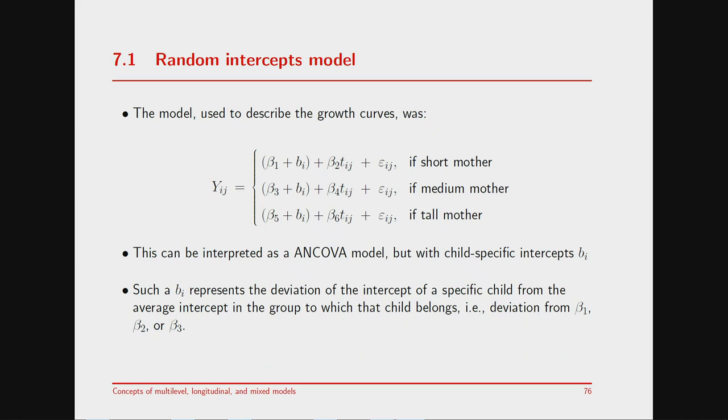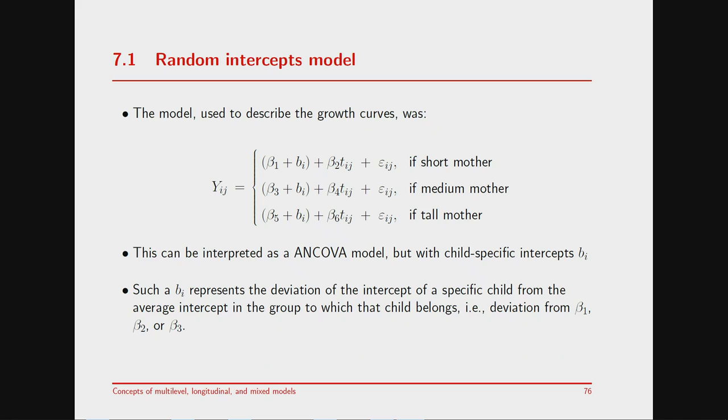And if this is child i, this would be a child with an intercept beta 1 plus bi. So what is bi? bi tells you how the intercept of that child differs from the average intercept. So if you have a child with a bi equal to 0, that's a child which has an intercept exactly the same as the average intercept in that group.